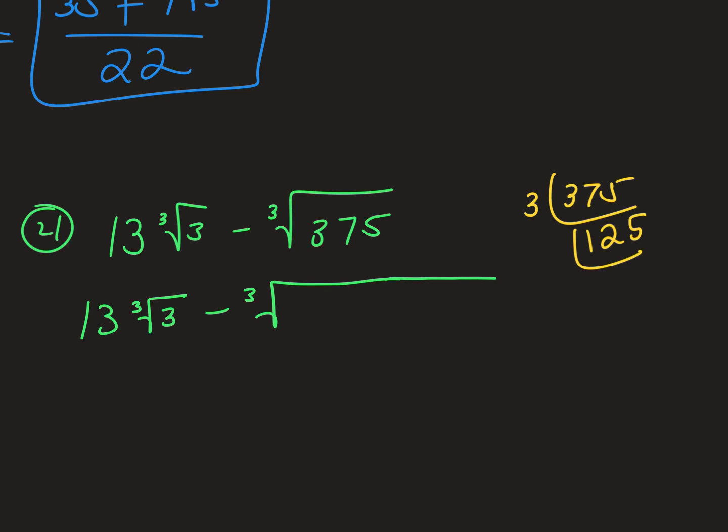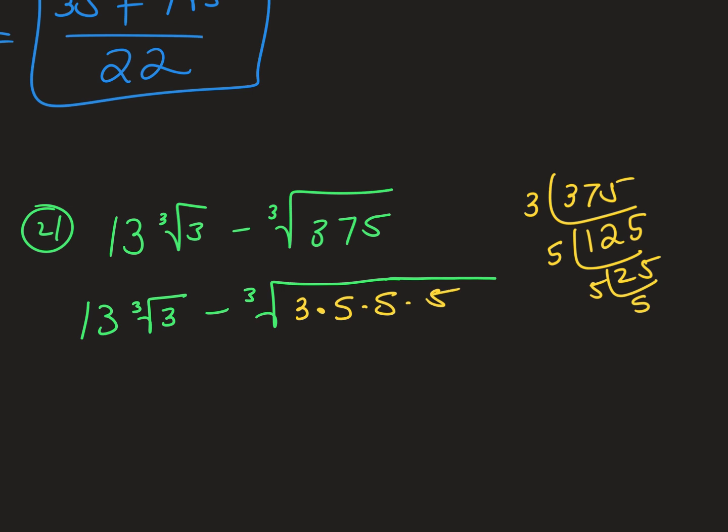Is 3 going to go into 125? What's 1 plus 2? 3. 3 plus 5 is 8, so no. So I know what number is going to go in here? 5. 5 goes into 125 how many times? 25. 5 goes into 25 how many times? 5. So you broke this down into 3 times 5 times 5 times 5.